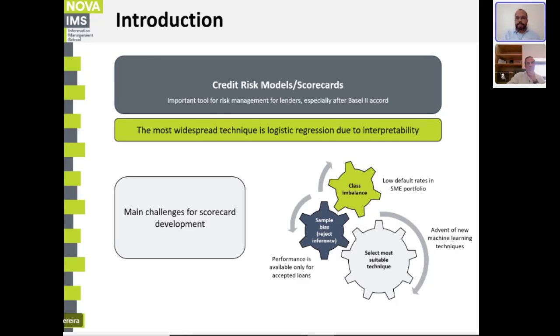And later, to select the most suitable technique. So recently, as I mentioned, fintechs are more unregulated. They can use more machine learning techniques. And why not take profit of more advanced machine learning techniques that could give better results for the model? For example, better accuracy, etc.